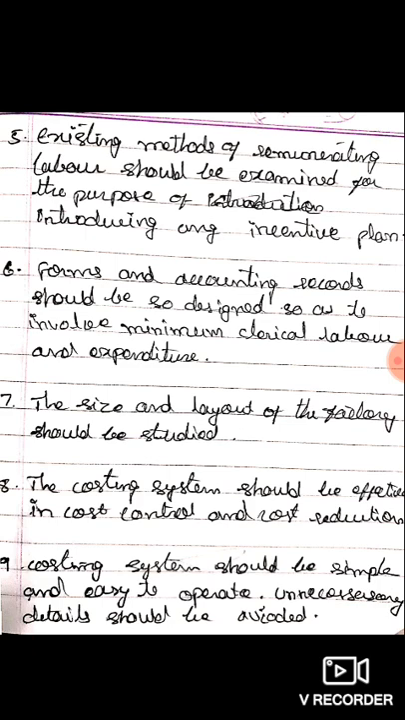It should be understood by each and every person who is in the company and who is outside of the company, to know how they are calculating the cost, how they are allocating, how they are making apportionment of costs. It should be understood by each and every person. So the costing system should be simple to operate.